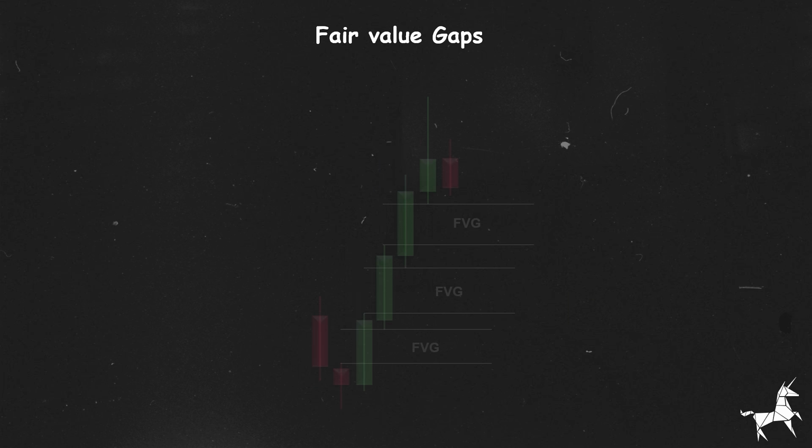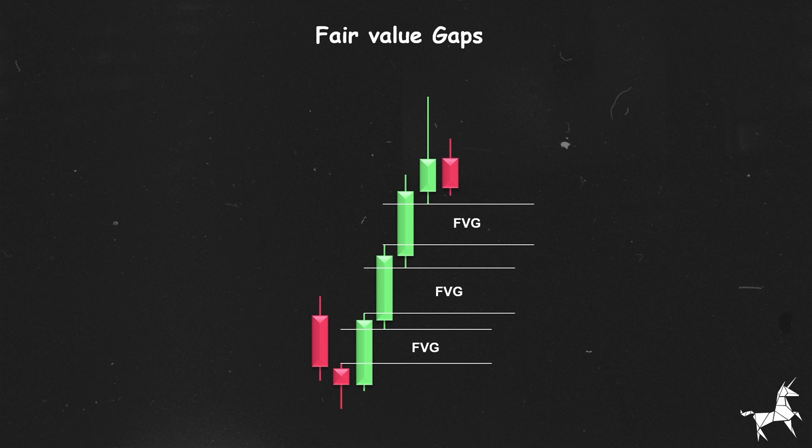In the final example, we have multiple fair value gaps within a single impulsive move. The question is, which fair value gap should we choose? The idea is to wait for the price to enter these zones and look for buying opportunities. However, we're only interested in these 2 areas here. Why aren't we interested in the first zone here?